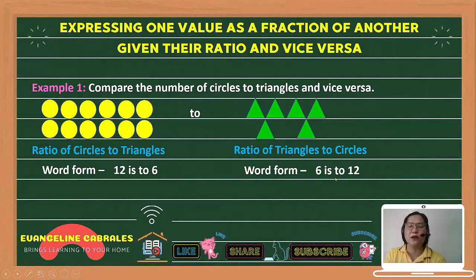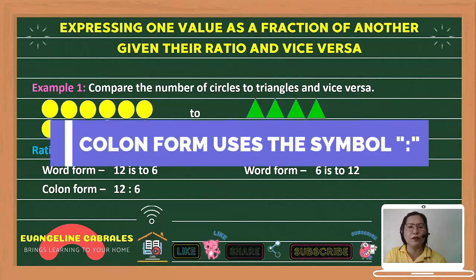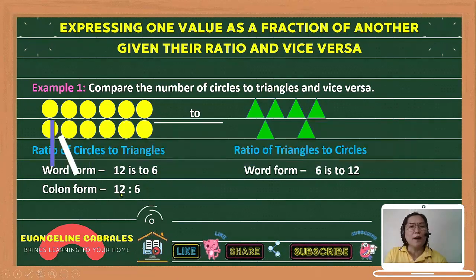Triangles to circles, or 6 is to 12. Okay, so tandaan, that is how to write ratio using word form. Now, let's go to colon form. Kaya siya tinawag na colon form kasi ginagamitan siya ng colon. Ayan, yon yung nasa gitna. Tutuldok sa Filipino, okay? So, ang basa pa rin dyan ay kagaya nito, is to.